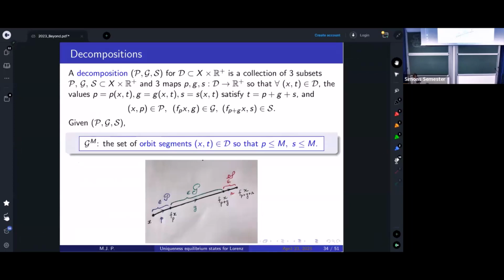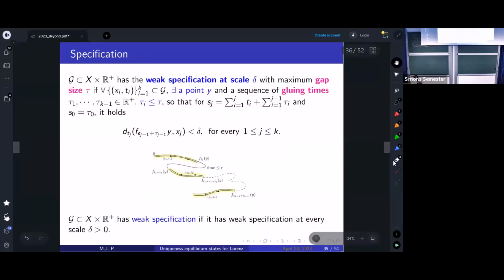First, the decomposition means that you take every segment of orbit and split it into three parts. This one is what we call G, the good part, and you have the extremum parts at the beginning and the end of the segment. G_M is the set of orbit segments such that the initial part is less than or equal to m, and the end of the segment is less than or equal to m.